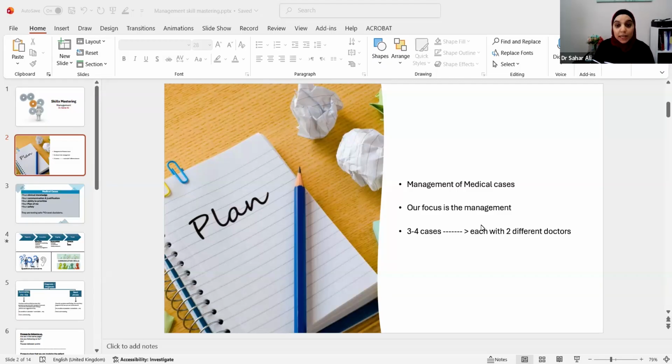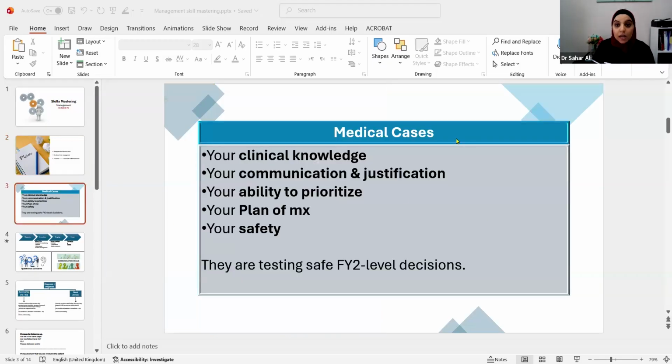So, quickly. In the medical cases, we're going to focus on the medical cases today. What do they test in the medical cases in terms of the management? They test a kind of compilation of key elements in the management. What are they?